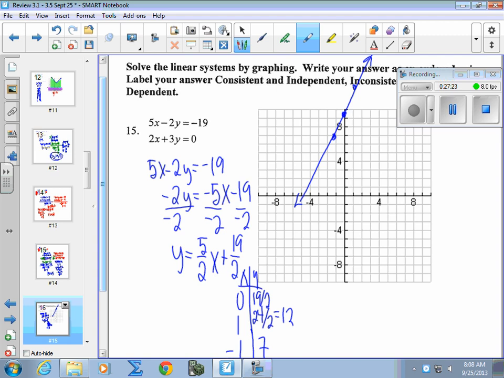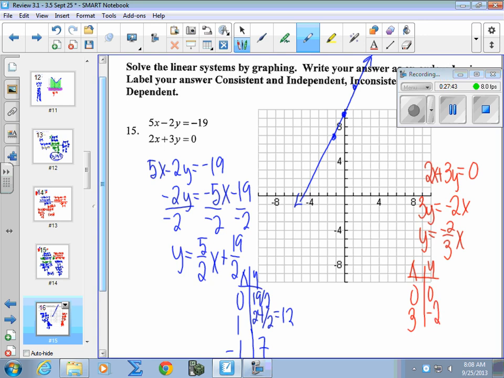The next equation we have says 2x plus 3y is equal to 0. So we have 3y is equal to negative 2x. So y is equal to negative 2/3 x. So we plug in 0, we get 0. We plug in 3, we get negative 2. Plug in negative 3, we get 2. So we have 0 and 0. We have 3 and negative 2. And we have negative 3 and 2.